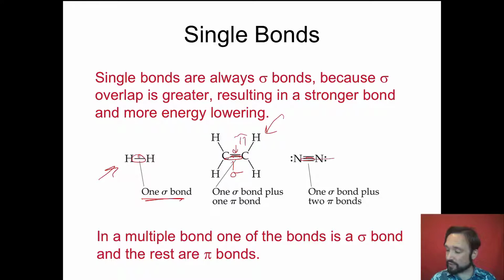N2, molecular nitrogen, is going to have one sigma bond. I always like to think it's the one in the middle. And then it's got two pi bonds, right? The bottom and the top. Multiple bonds are always formed by these p orbitals, these unhybridized p orbitals, which works out well, right?